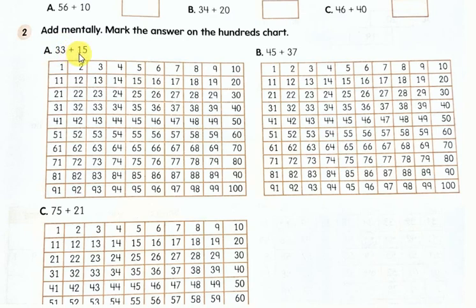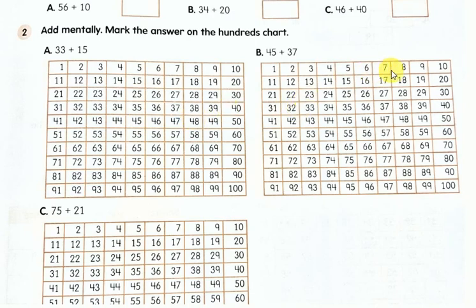Then skip count the number of tens in the smaller number. How many tens does it have? 15 has only 1 ten. So 33 becomes 43. Then count forward the number of ones. It has 5 ones. So after 43, 44, 45, 46, 47, 48. You reach 48. So the answer is 48.